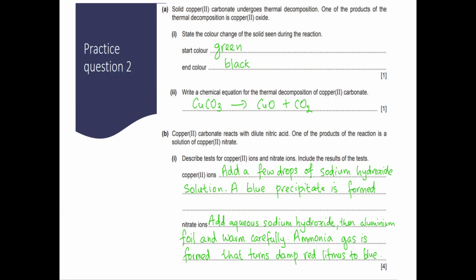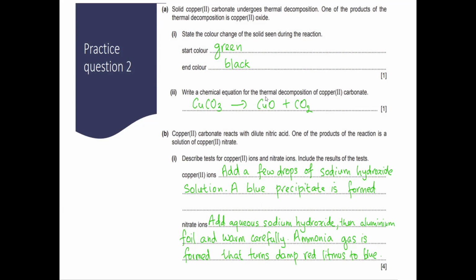Start color is green because solid copper 2 carbonate is green in color. So that is the reactant here. Now when copper carbonate undergoes decomposition, it forms copper oxide. Copper oxide is one of the products, and copper oxide is black in color. So end color is black.